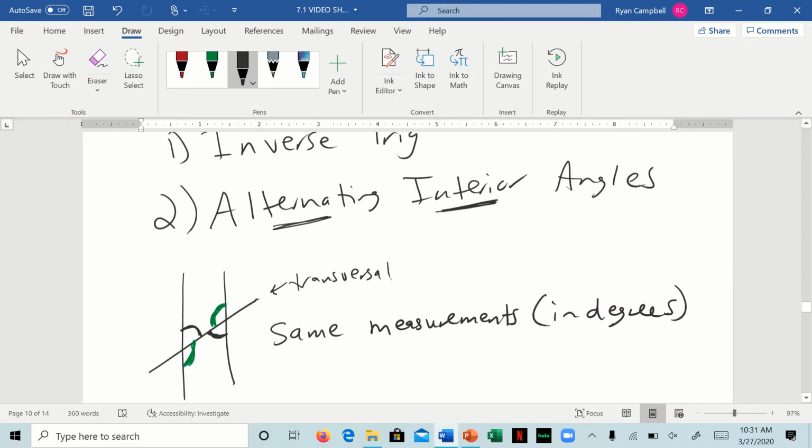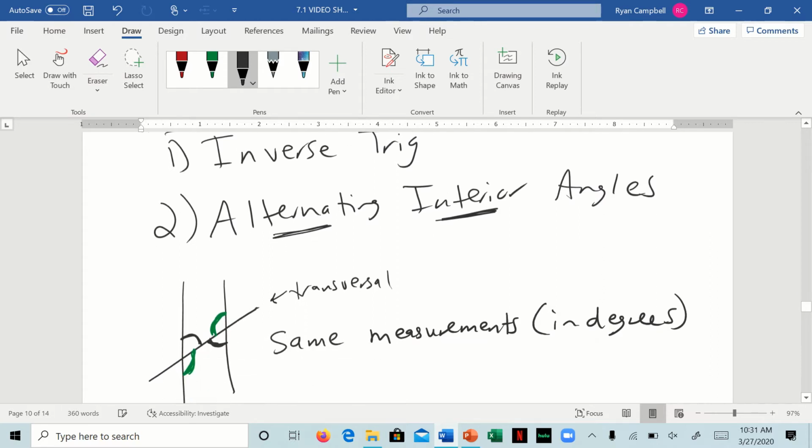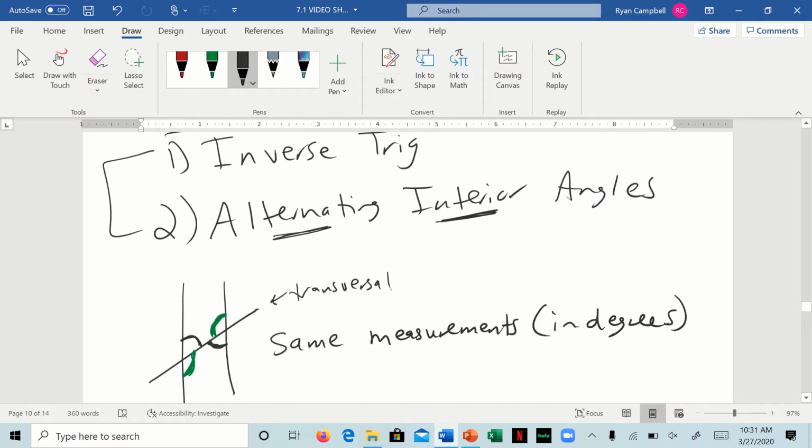So both of those concepts we need to use if we're trying to find what direction or bearings we need to go. So again, if you don't use both of these, you haven't done it right.